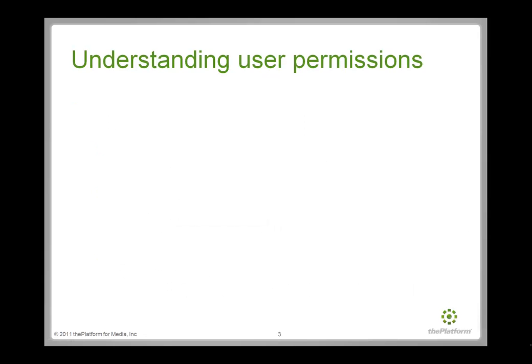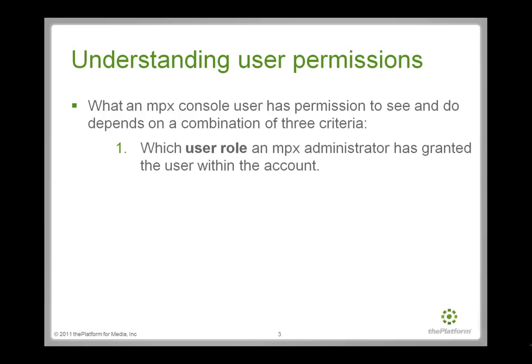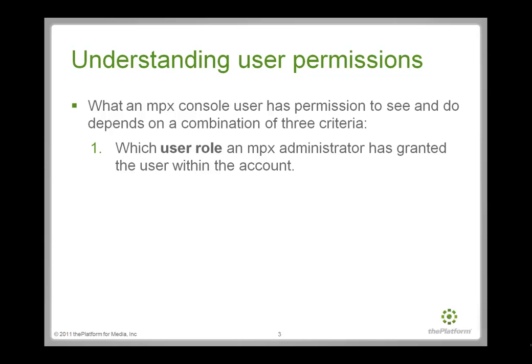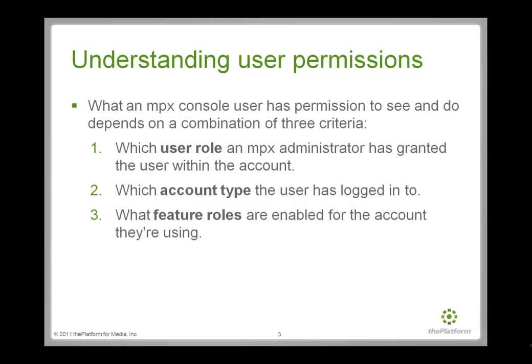Let's take a closer look at the permission structure. What an MPX console user has permission to see and do depends on a combination of 3 criteria. The first, which user role an MPX administrator has granted the user within the account. These are the 3 we described on the previous slide: an admin, editor, or producer role. The second, which account type the user is logged into. An account type might be sharing, publishing, or an aggregator account. And the third, what feature roles are enabled for the account they're using: publishing, sharing, commerce, entitlement. A feature role is a service or tool that your account can access and use.